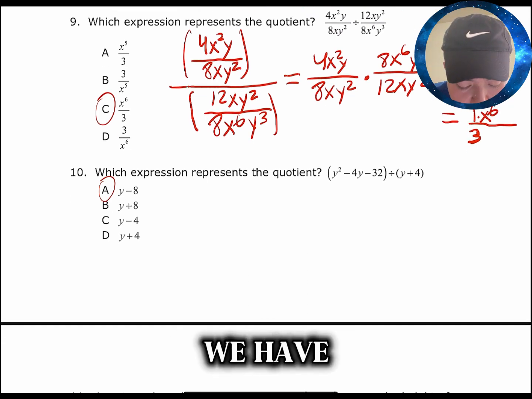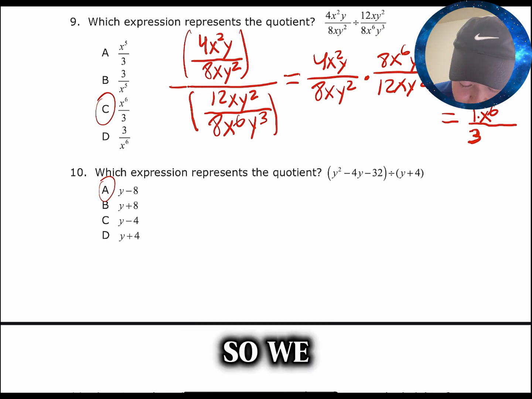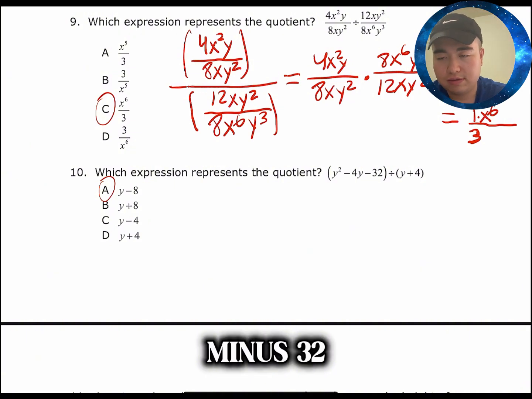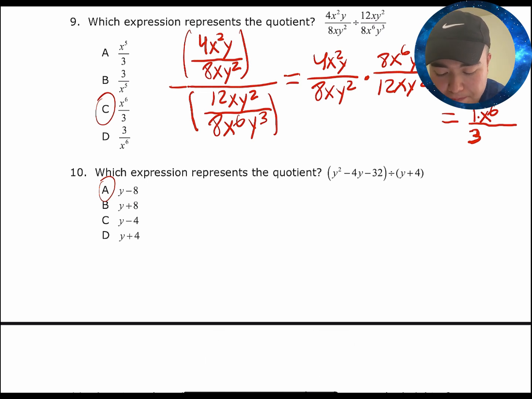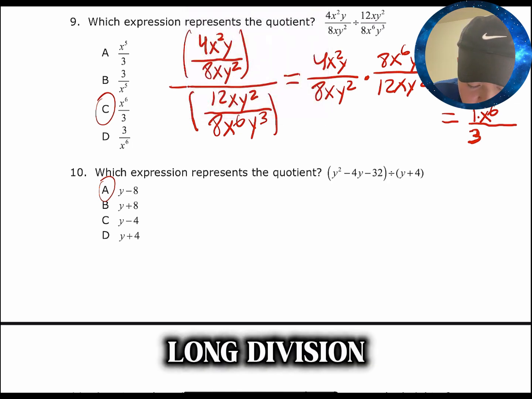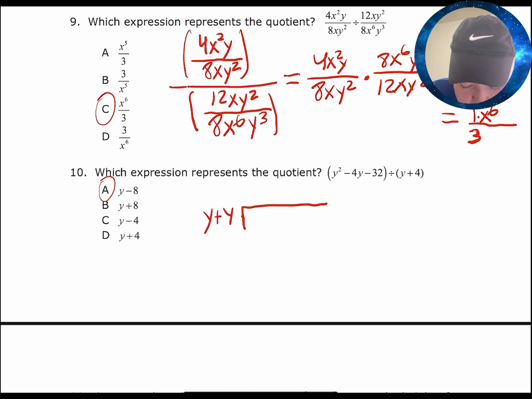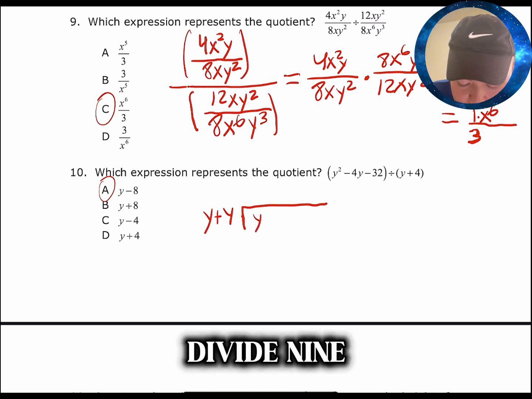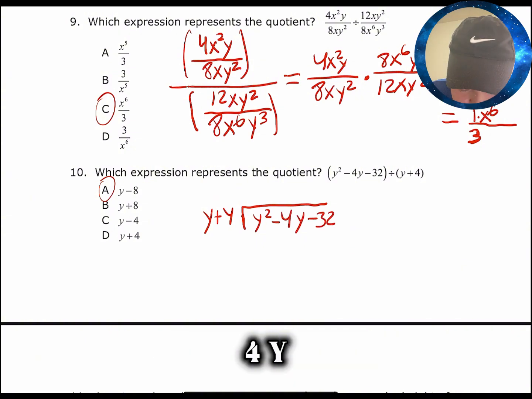Alright, for number 10, we have which expression represents the quotient. So we have to deal with another division problem right here. So we have y squared minus 4y minus 32 divided by y plus 4. Alright, so we're gonna divide. So we're gonna do long division. So we'll do y plus 4, and then we're gonna divide y squared minus 4y minus 32.